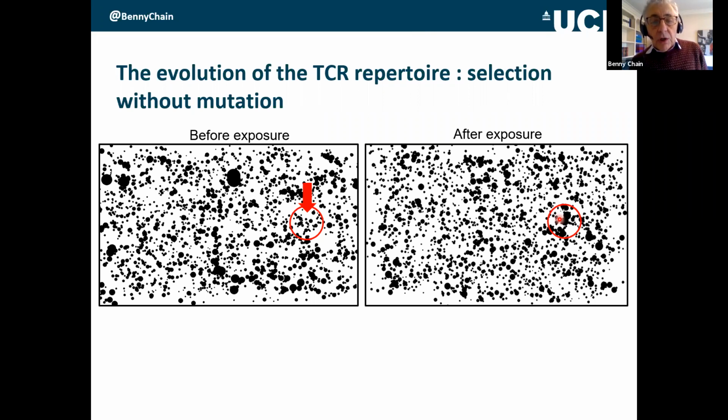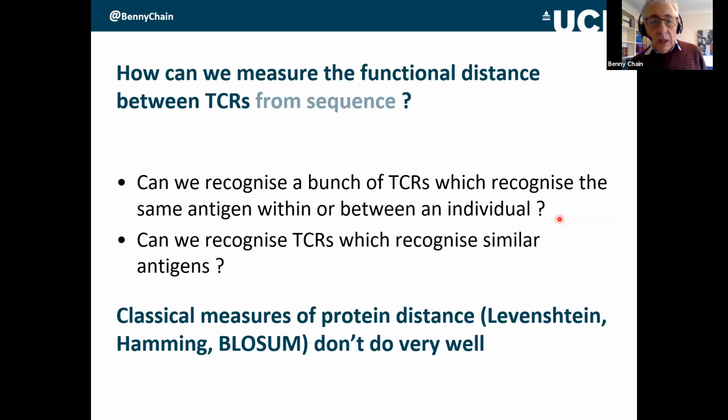But even given a structure, can we really say by looking at a structure what constitutes a similarity metric between any two T cells or a set of T cell receptors? So these are the questions that you might want to ask. Could we recognize a bunch of T cell receptors which recognize the same antigen within or between an individual?